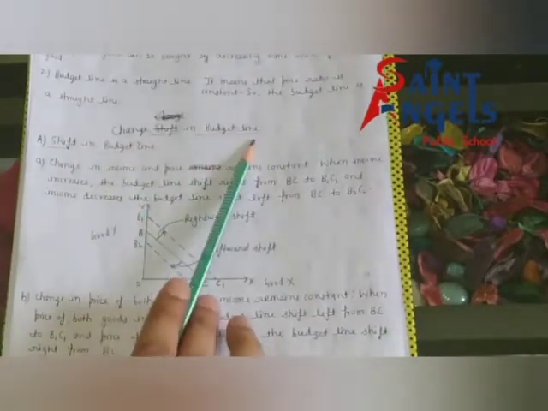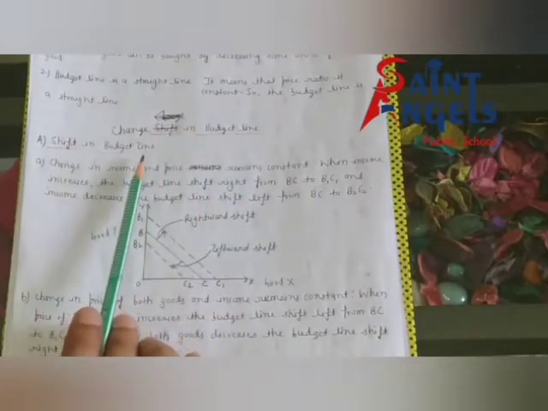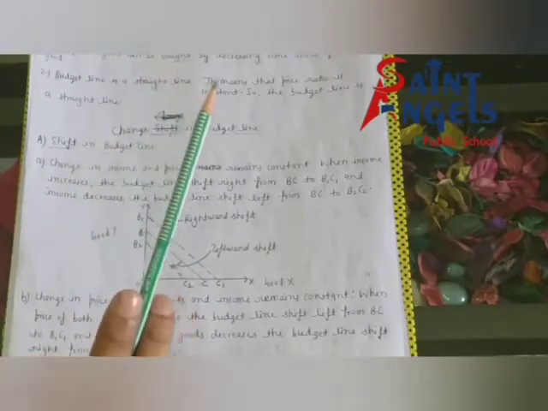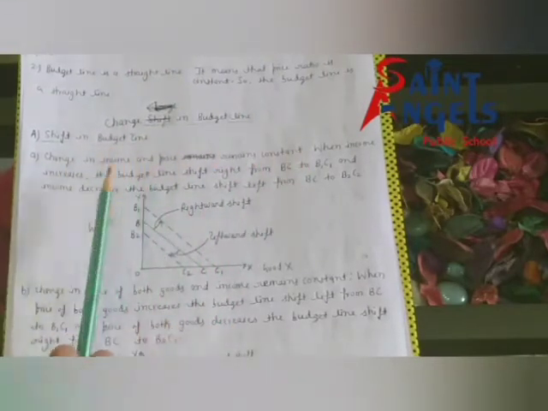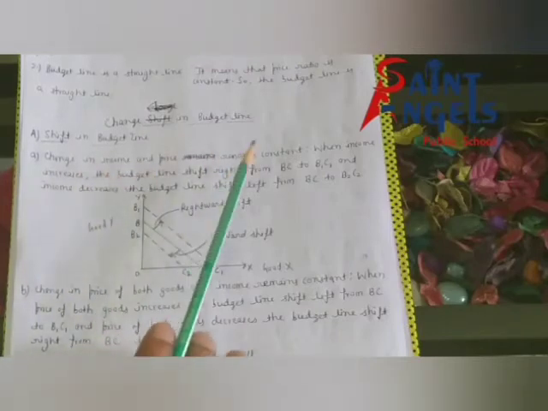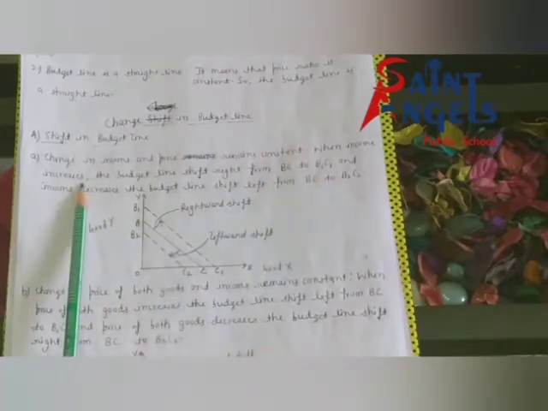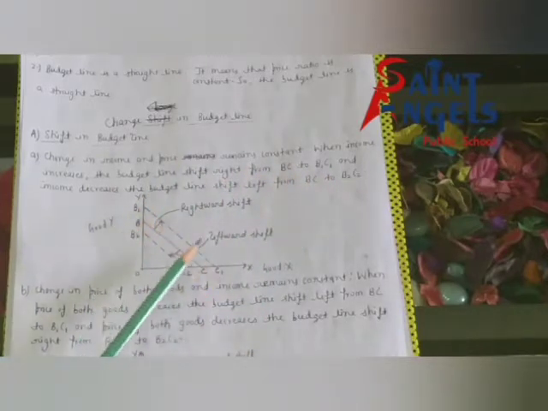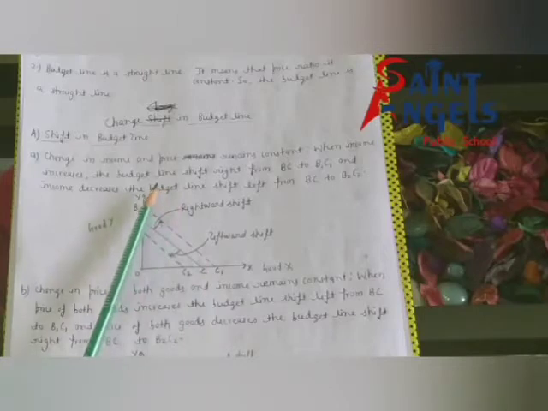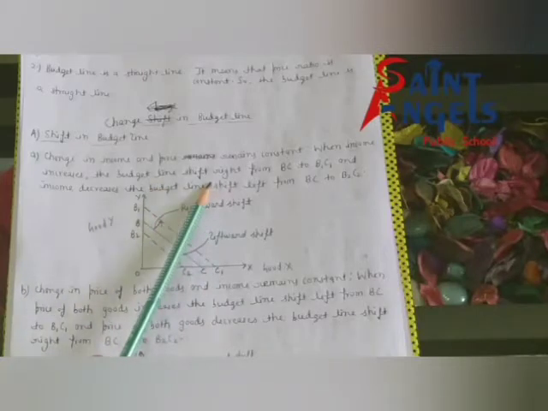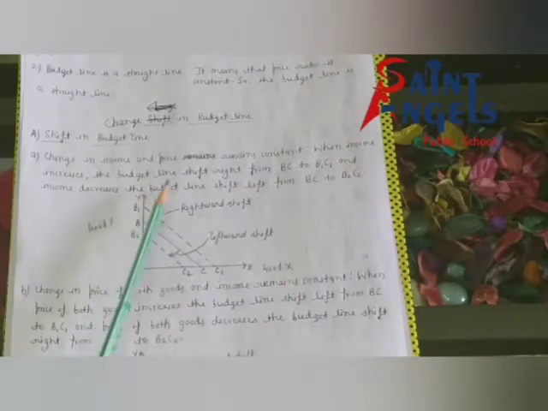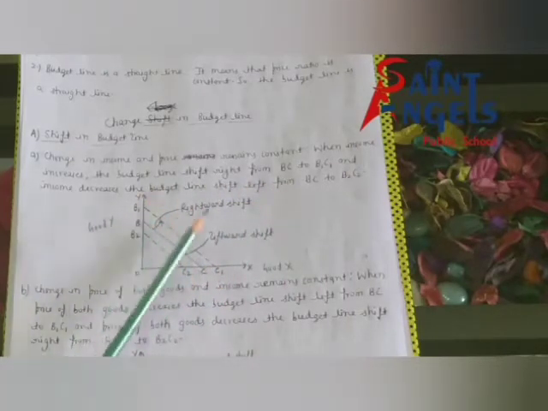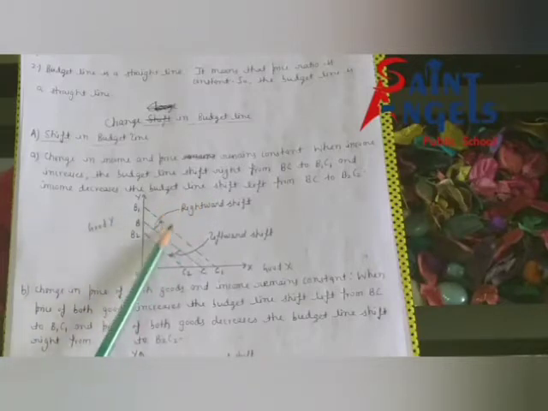The first part is shift in budget line. I hope all of you have understood shift in budget line. Shift in budget line has two parts: change in income while price remains constant. When income increases, the budget line shifts right from BC to B1C1 because purchasing power of the consumer will increase, and when income decreases, the budget line shifts left from BC to B2C2 because purchasing power of the consumer will decrease. I hope this diagram is clear.